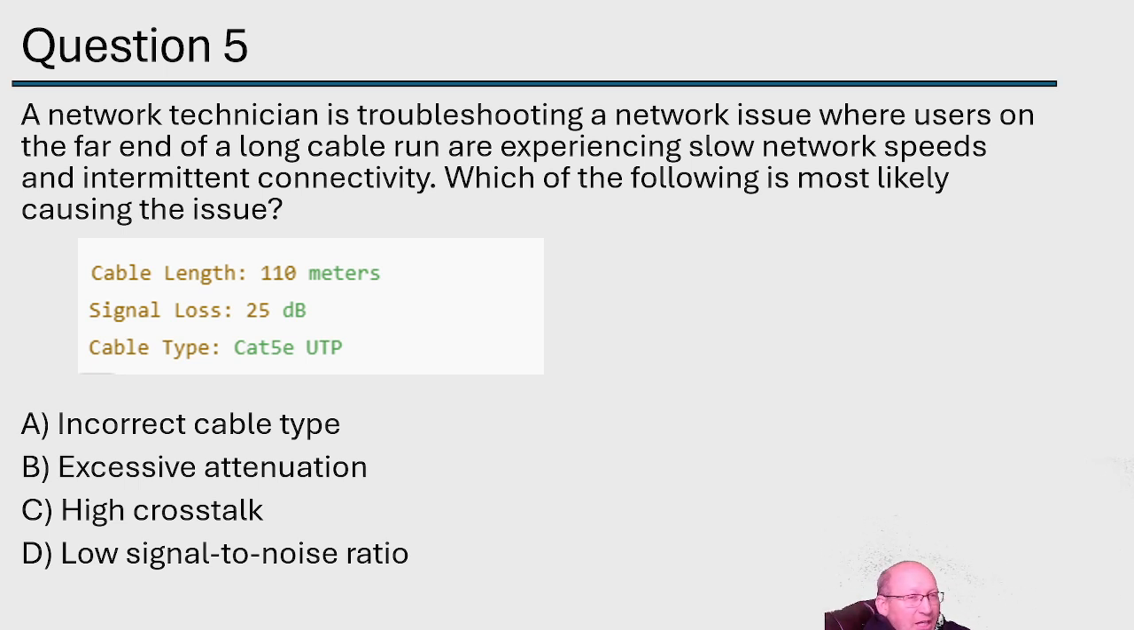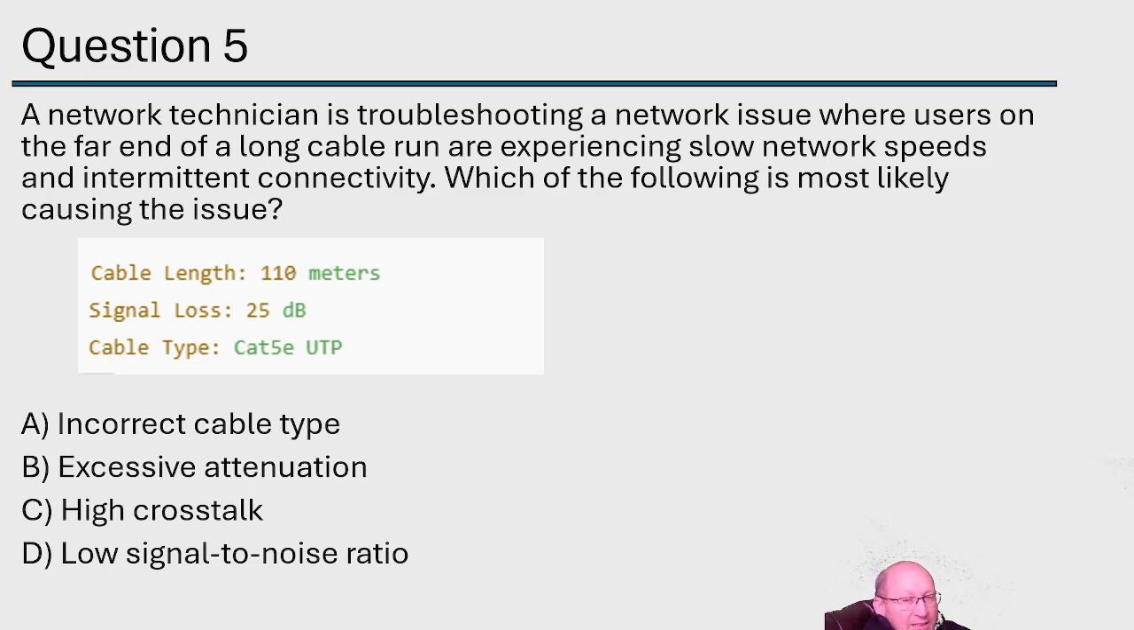Let's answer this one, shall we? A network technician is troubleshooting a network issue where users on the far end of the long cable run are experiencing slow network speeds and intermittent connectivity. Which of the following is most likely causing this? And we can see that we've got a cable length of 110 meters, signal loss of 25 dB, and cable type of Cat 5e UTP. Do you remember what that is?